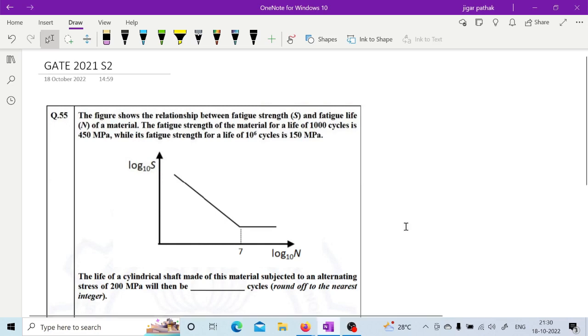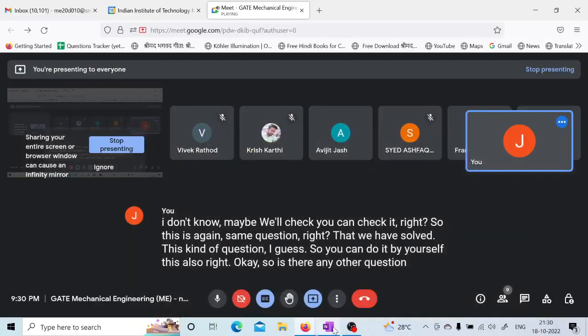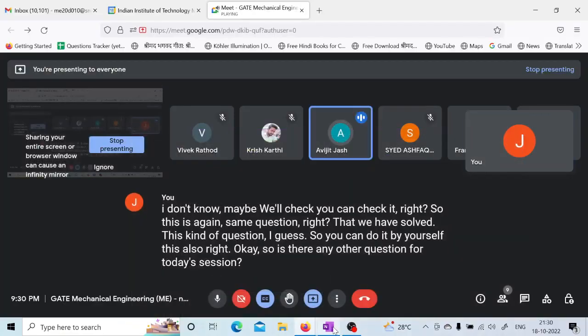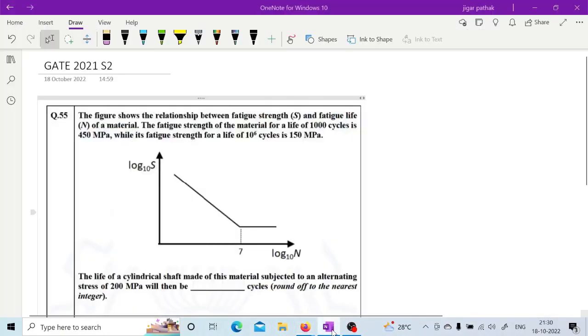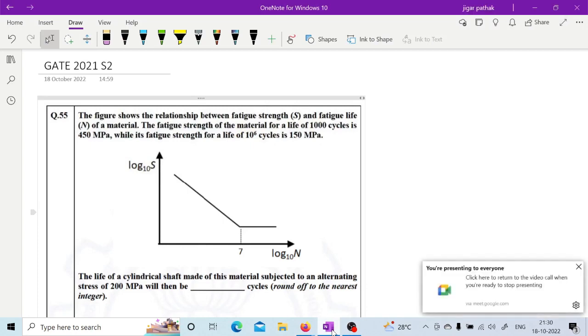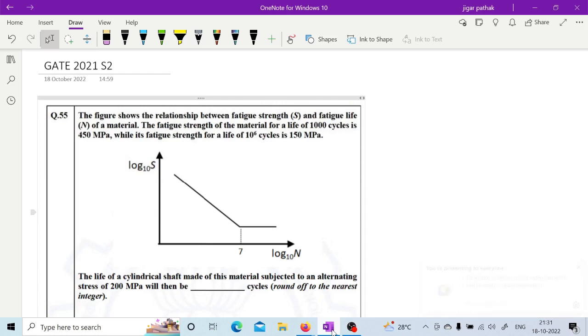So is there any other question for today's session? Sir, as you are telling, when should we apply this equation, like the Soderberg equation or like that, how to remember that we should apply the Soderberg equation or Goodman's line? See, unless they have specifically asked, you can directly apply this Soderberg equation because it is a conservative equation, right? So your design will be safe.